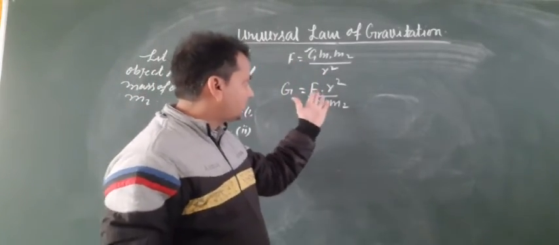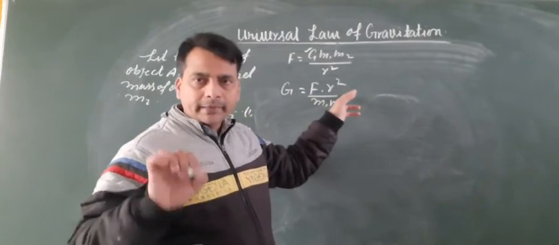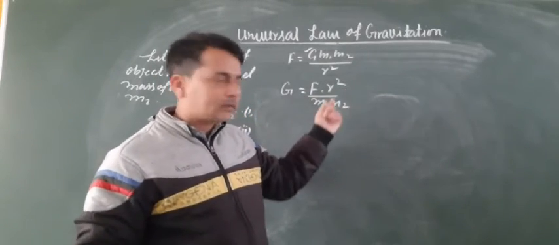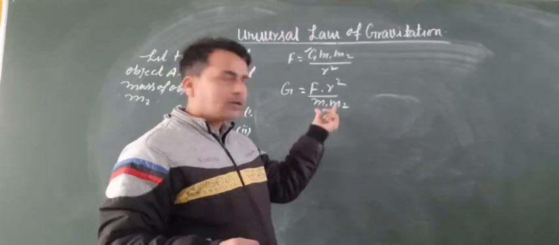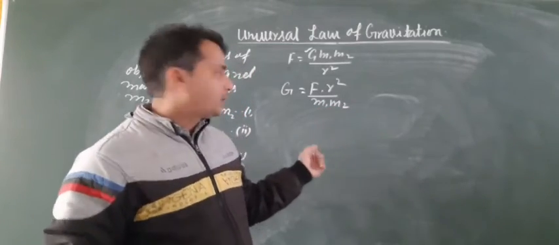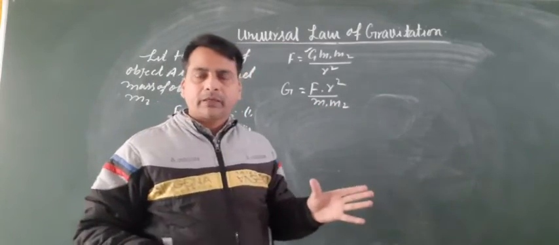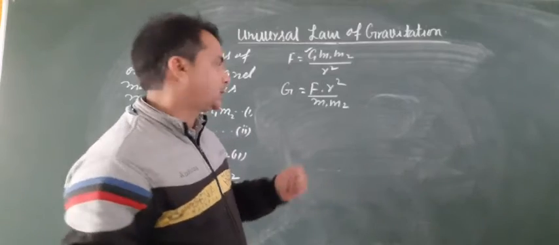force, gravitational force into distance from their center, square of the distance from their center, divided by product of their masses. So what is the unit of the gravitational constant?